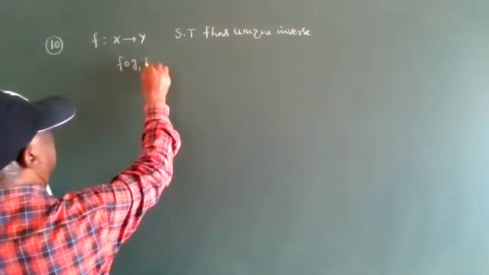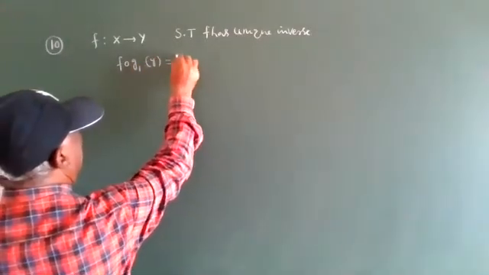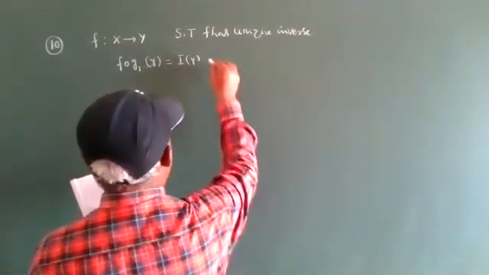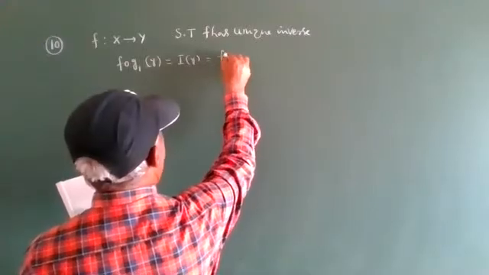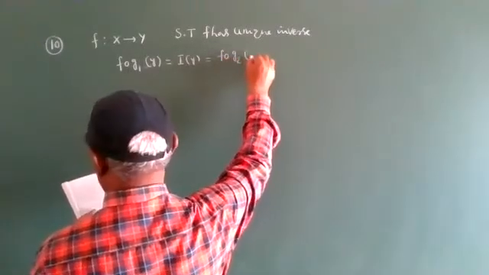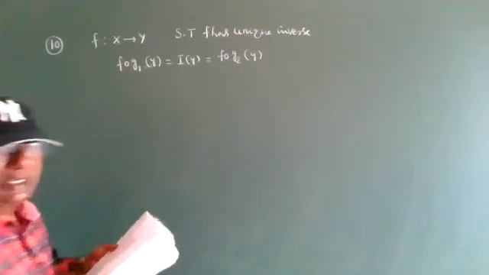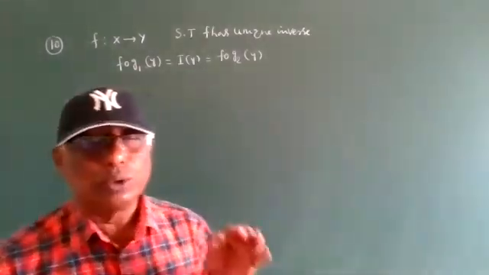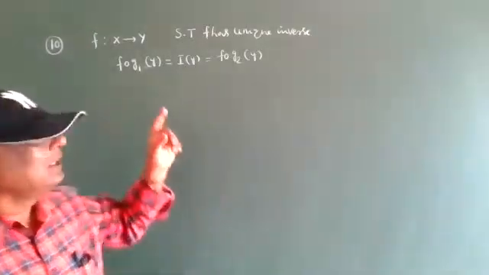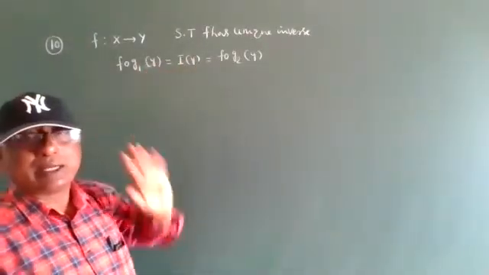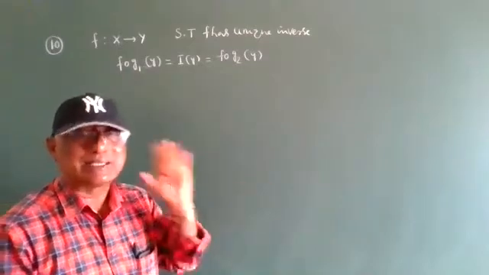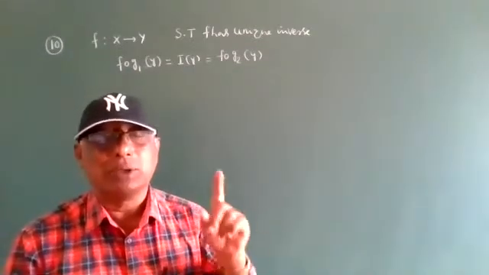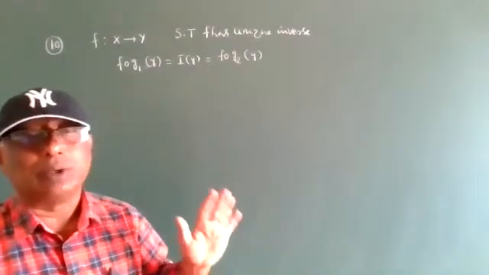F circle G1 at Y is equal to I of Y. Use, if necessary, this condition, which is equal to F circle G2 at Y. So this is the given problem. We have to show that it has a unique inverse. The conditions are already given, and we have to use the conditions he is telling.